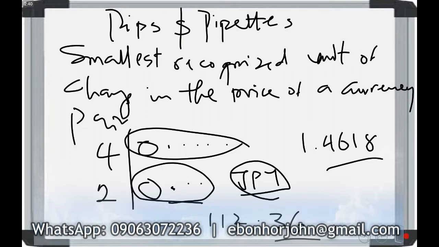Okay, so a pip is the smallest unit of that currency pair. I mean, smallest unit in the change of that currency pair. Let's slide over to a forex chart right now and take a look at what we see in the price of the currency, and then maybe we'll understand better what a pip is.